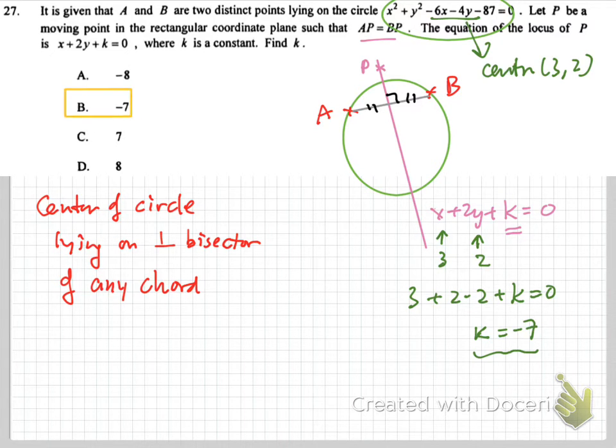This is very different from the other locus questions that we did. You have to use some geometry idea to understand this. The geometry idea is that the center of the circle lies on the perpendicular bisector of any chord. We did that previously. If you have another chord, then the two perpendicular bisectors will meet at the center. Anyway, this is another past paper question, a bit different from what we did previously.